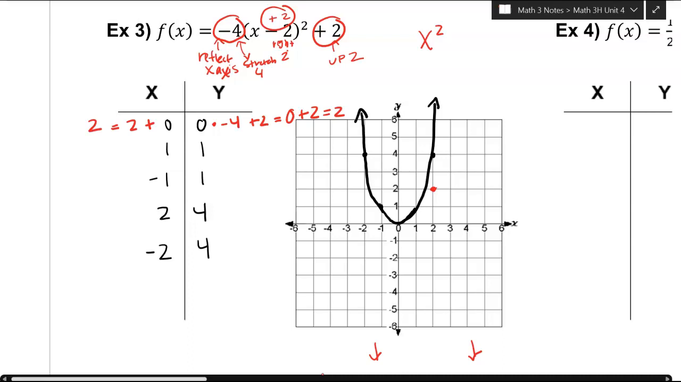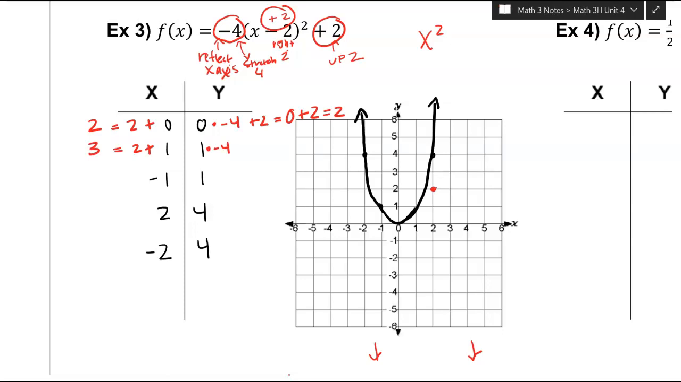All right, let's look at 1 and 1. So we're going to add 2. So that's going to be 3. Then this one we're going to multiply by negative 4 and then add 2. So negative 4 plus 2 is going to be negative 2. So at 3, we're at negative 2. Next, we're going to do this.